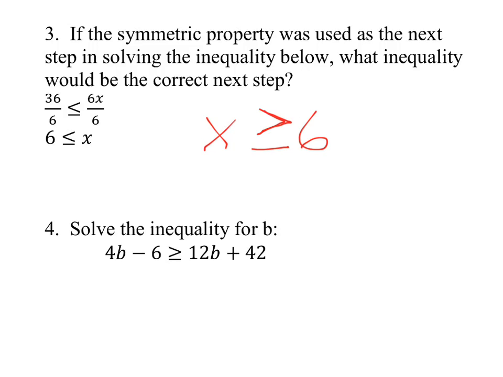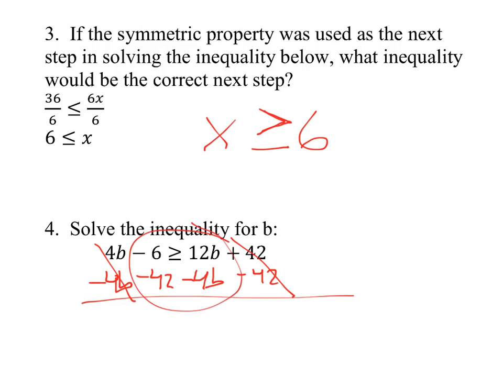Next part, solve the inequality for b. I'm going to put all the b's on the right side this time. So I'm going to subtract 4b from both sides. I'm going to put the numbers on the left side, so I'm going to subtract 42 from both sides while I'm at it. Just kind of simplify things all at once. Those cross out, those cross out.